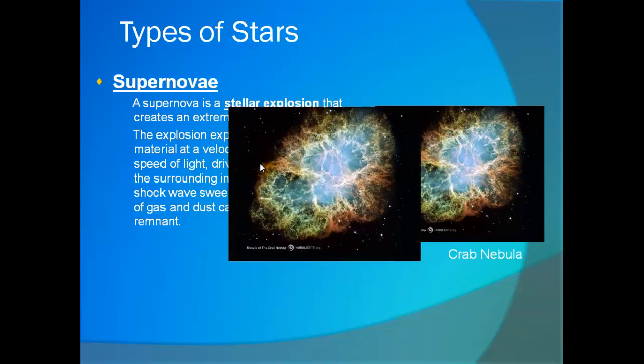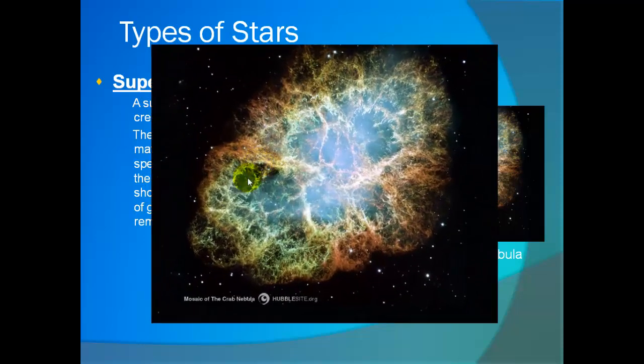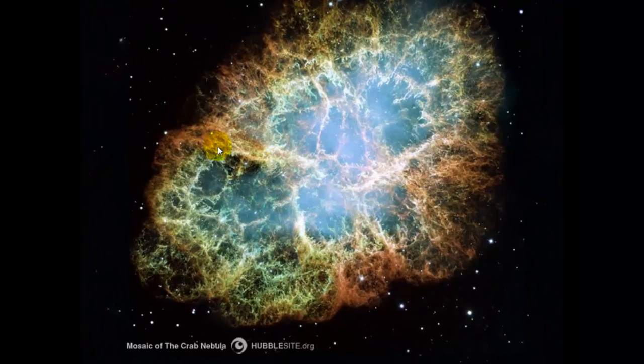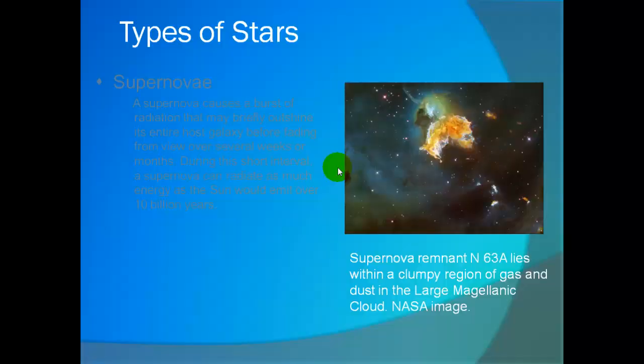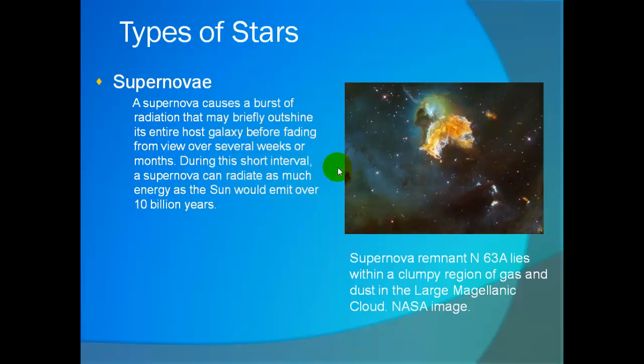This is an example of what was a supernova, and this is what's left of it. It's called the Crab Nebula, and it was basically a star, which was around here somewhere, and it exploded around 1,000 years ago, and this is what it looks like now. This is what's left of it. At the point where we believe the star came from, there's a pulsar pulsing away. A supernova causes a burst of radiation that can be very, very bright, but it doesn't last for very long.